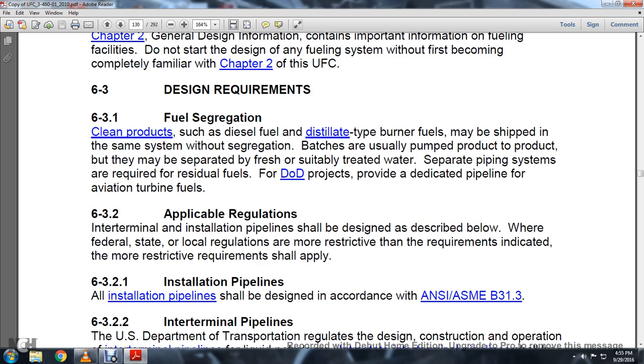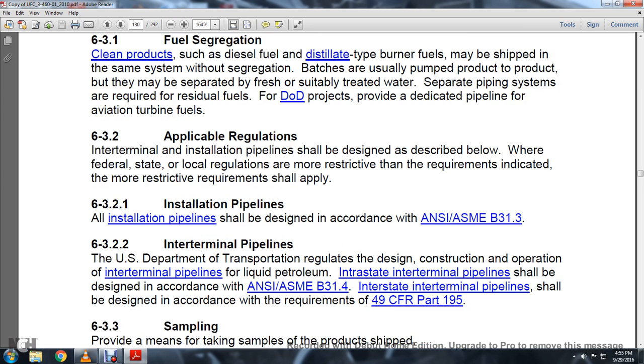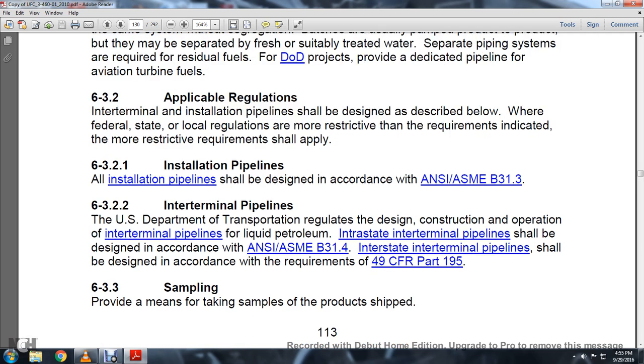fuels. 6.3.2 Applicable regulations. Interterminal and installation pipelines should be designed as described below. Where federal, state, and local regulations are more restrictive than the requirements indicated, the most restrictive requirements shall be applied. 6.3.2.1 Installation Pipelines. Installation pipelines should be designed in accordance with ANSI/ASME B31.3. 6.3.2.2 Interterminal Pipelines. The U.S. Department of Transportation regulates the design, construction, and operation of interterminal pipelines for liquid petroleum. Interstate interterminal pipelines should be designed in accordance with ANSI/ASME B31.4. Interstate interterminal pipelines should also be designed in accordance with the requirements of Title 49 CFR Part 195.